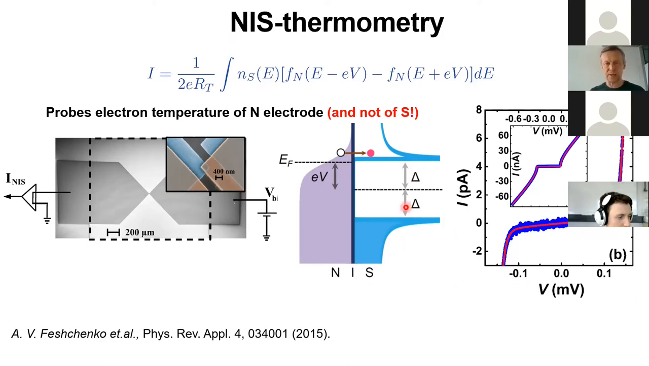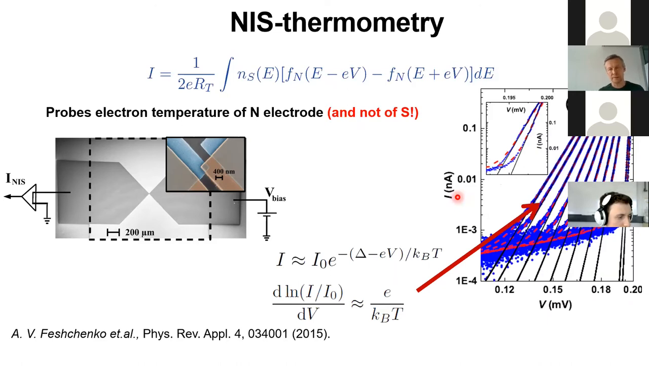And it's only the gap here that is the important thing. No temperature dependence comes into play. And indeed, when you look at this integral a little bit, at temperatures which are well below the superconducting transition temperature, you find that the current-voltage characteristics of this are exponential like this.